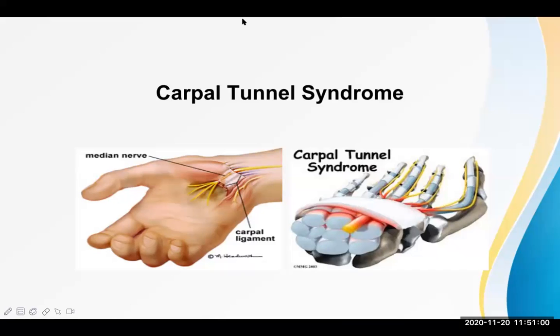Carpal tunnel syndrome. Now, all of the students, please have a look at this picture first, and then we will move further. What is shown here? What is this carpal tunnel all about? If you see this, you can clearly get the picture. See there, please.